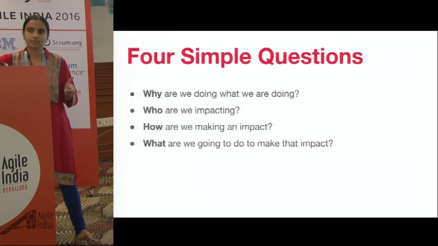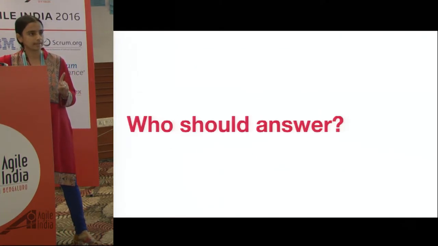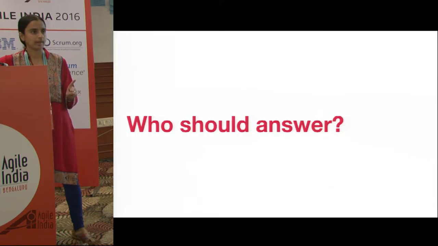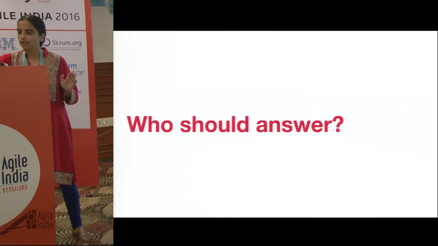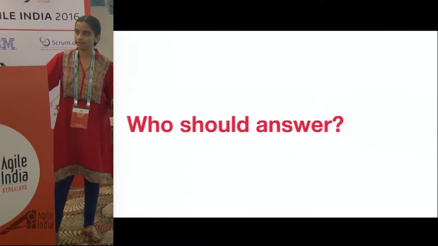And the last, when we answer what, that is the time when the feature backlog comes in. Until then, the feature backlog doesn't come in. And that is the lowest priority item in the list. What has to change over a period of time? Okay, and then the next question is, who should answer this?